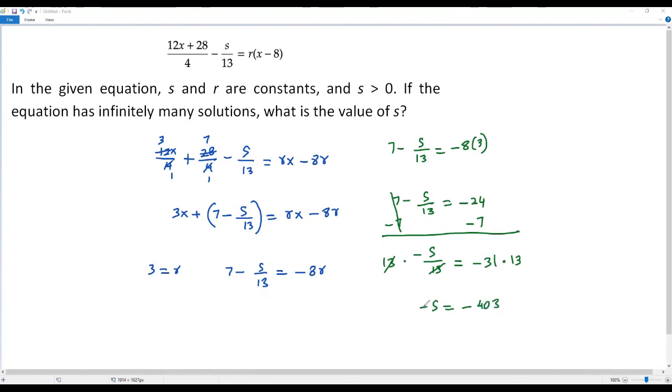Our aim is to get the value of s, so we have to get rid of this negative sign. Let's multiply both sides of this equation by −1. When I multiply −s by −1, I am getting s. When I multiply −403 by −1, I am getting 403. So here I got the value of s. The value of s is 403.